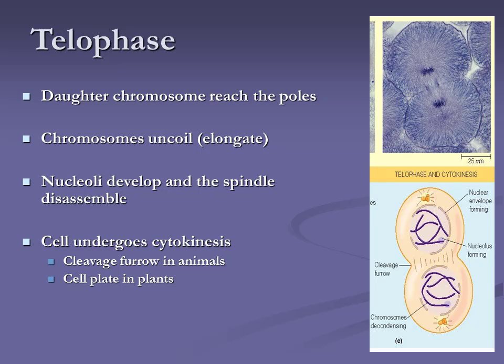And in animals, we're going to form something called a cleavage furrow. It's like a belt around your waist that gets tighter and tighter and tighter until you pinch in half. And in plants, we're going to form a cell plate and a new cell wall that divides the plant cells into two different cells.